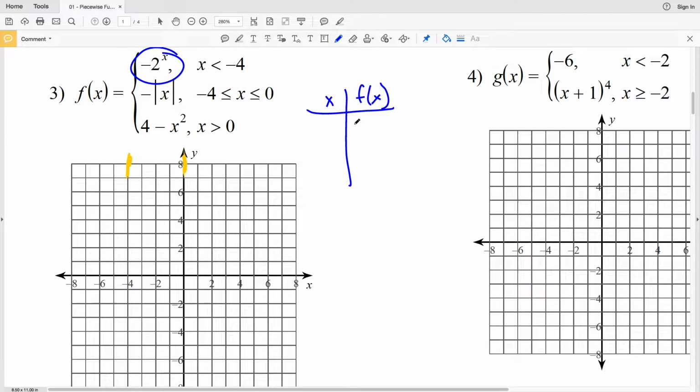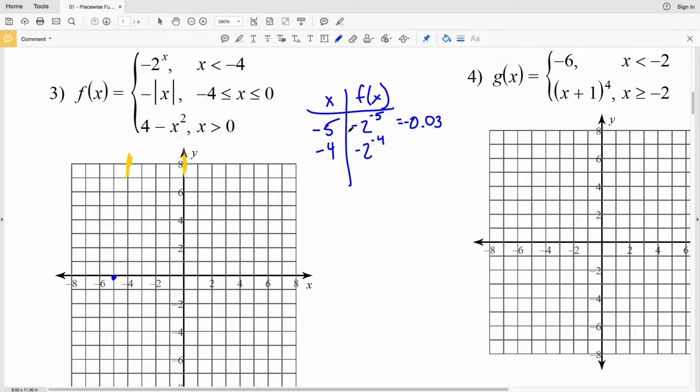Now for this first function, negative 2 to the x for values x is less than negative 4, I'll start by entering in negative 5, and then I'll enter in negative 4. So we'll have negative 2 to the negative 5th, and negative 2 to the negative 4th. But remember, this value, negative 2 to the negative 4th, is not included because it's a less than sign. Negative 2 to the negative 5th is equal to negative 0.03. So graphing that, we'll be at negative 5 and then negative 0.03. So very close to that x-axis, but just below it.